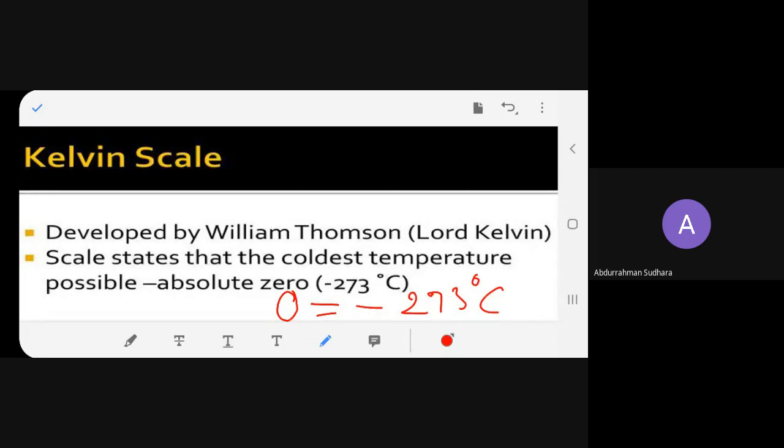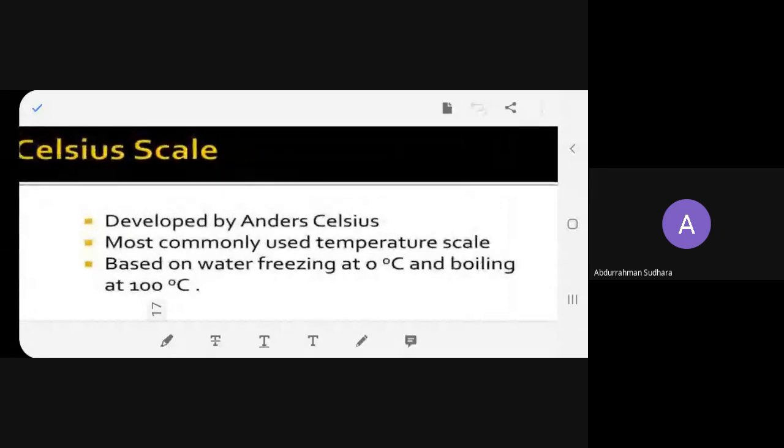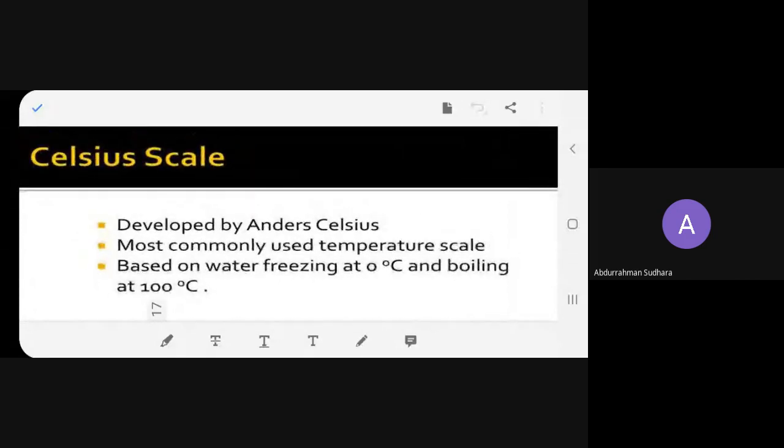That is a conversion formula. Now let's talk about the Celsius scale. We have done Fahrenheit, we did Kelvin, now we are doing the Celsius scale.